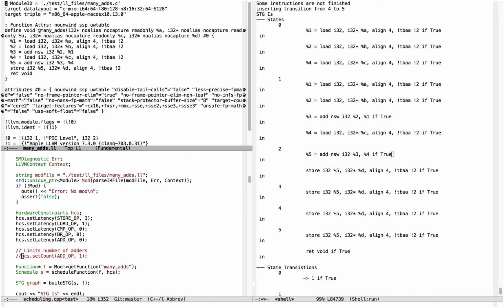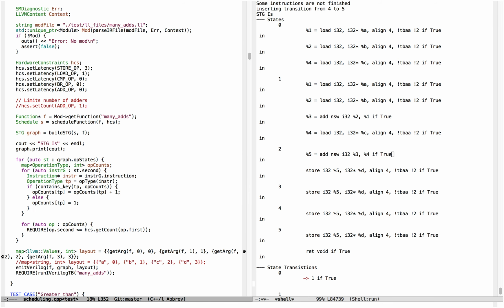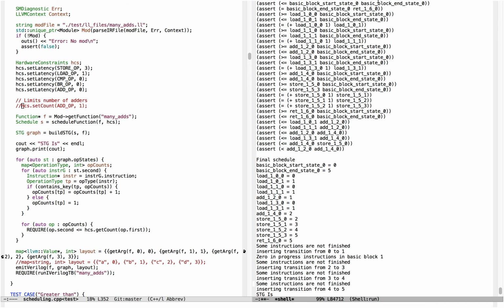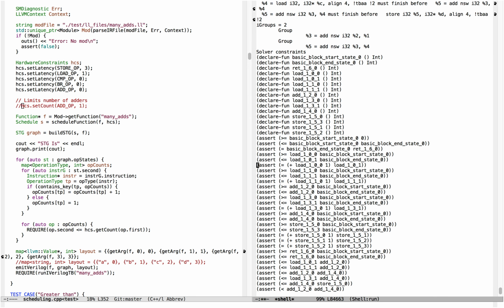And to split up the adds across 2 states, if you look at the constraints that go into the scheduler, what you'll see is that the different add operations have all the normal constraints about having to proceed in basic blocks. And then there's this extra strict constraint, which says that one of the adds, add 1, 4, has to come after add 1, 2.